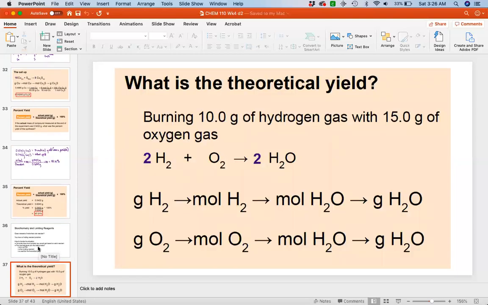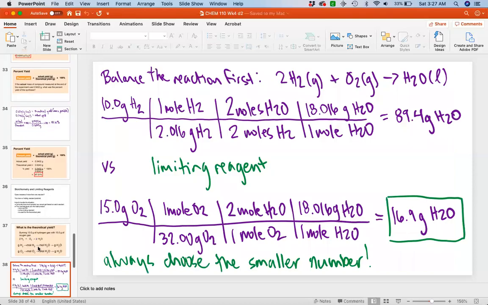So if I'm burning 10 grams of hydrogen gas with 15 grams of oxygen gas, what's my theoretical yield? So I'm going to do two different calculations. I'm going to calculate the amount of product that's possible when I start with grams of hydrogen. And then I'm going to do a similar calculation, but this time I'm going to think about the amount of product that's possible when I start with my grams of oxygen. So let's think about what that calculation actually looks like.